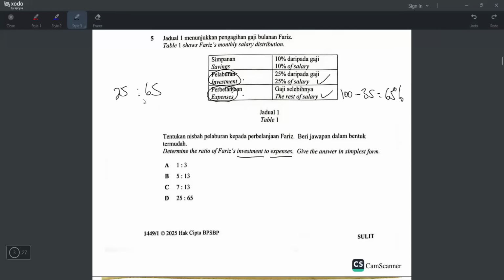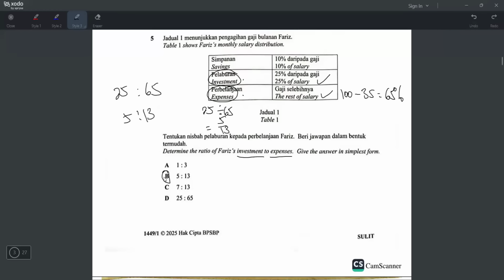Okay, but of course this one you can simplify, right? So you can use your calculator to help you. Just press 25 divide 65 in your calculator, and automatically the calculator will change to fraction for you. So it's 5 over 13. That means this one is 5 ratio 13. So the answer is B, boy.